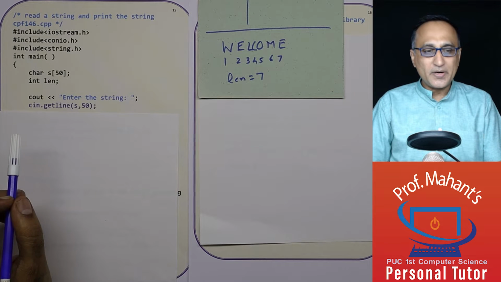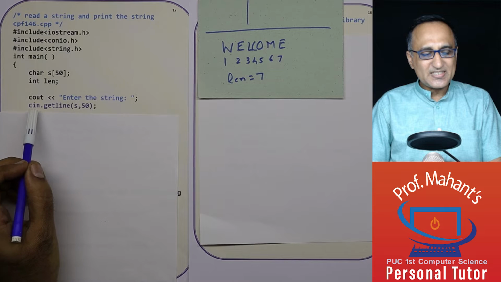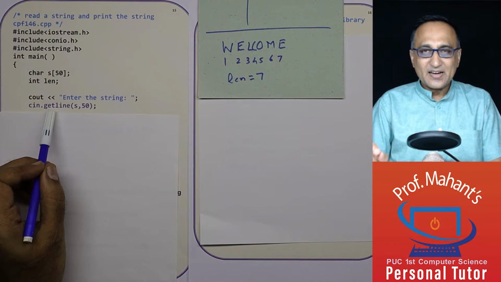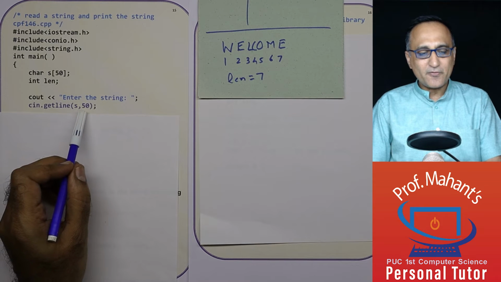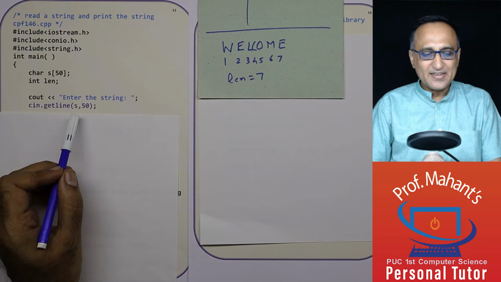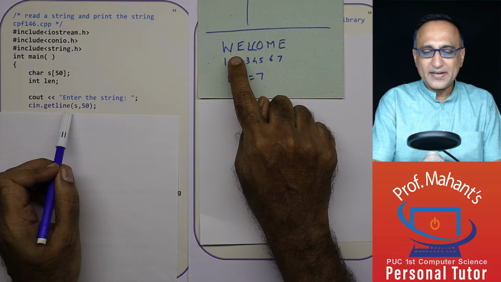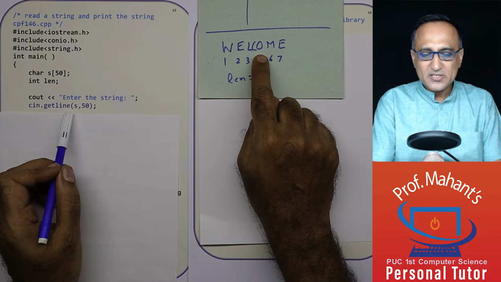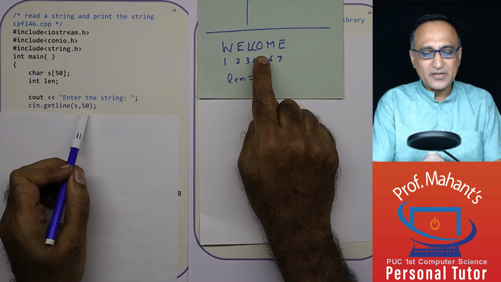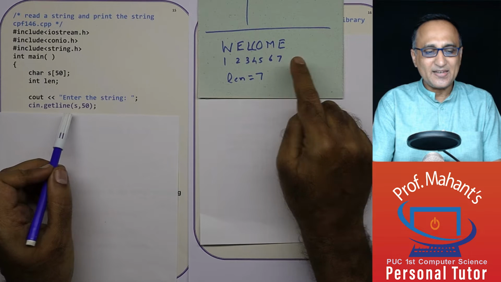We all know to read a string we can use cin.getline. So what does cin.getline do? It will help us read continuous data, a maximum of 49 characters, one for the null, or till you press the enter key. So let us say using this cin.getline, I type the message welcome. This message welcome is now stored in S. Although the capacity is 50, welcome is only 7 in length and one place for the null character.